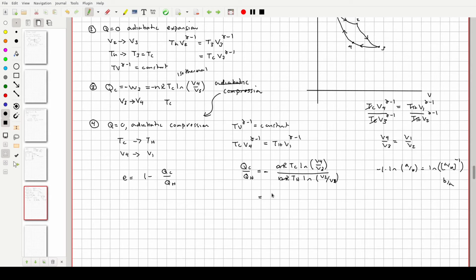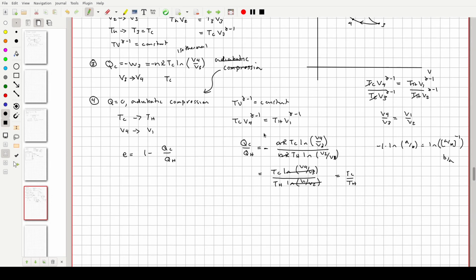So I would have then a TC natural log of V4 over V3 on the top, and on the bottom I would have a TH natural log of V1 over V2 now. And the thing is V1 over V2 is the same thing as V4 over V3, which means that these are the same. So this is just TC over TH.